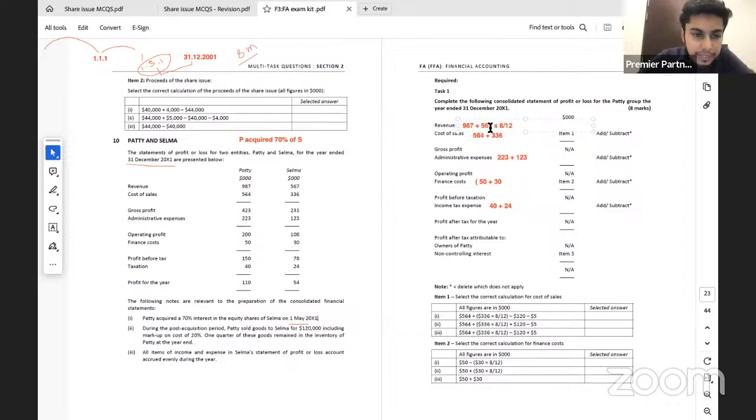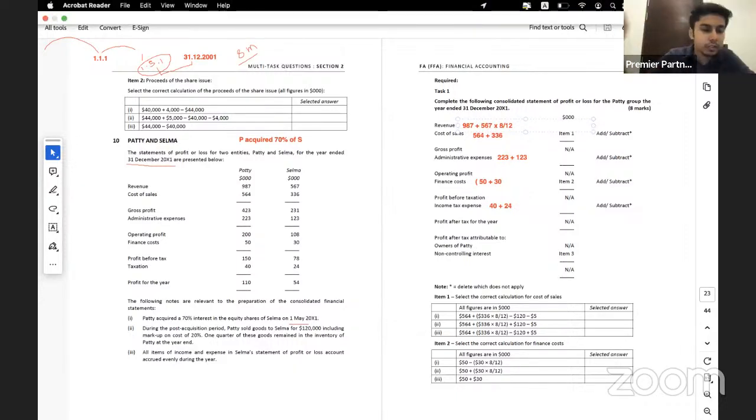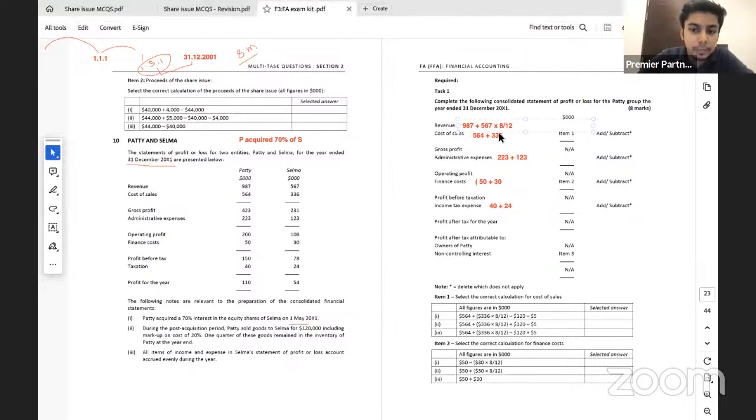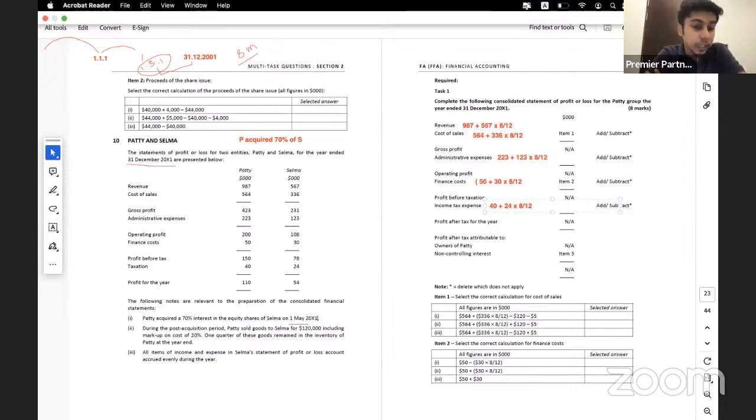Because 567 is the answer for 1 year, so divide by 12. You own them only for 8 months, so multiply by 8. Here also, same thing: 336 into 8/12. Here also same, 123 into 8/12. Here also, 30 into 8/12. Here also, 24 into 8/12.